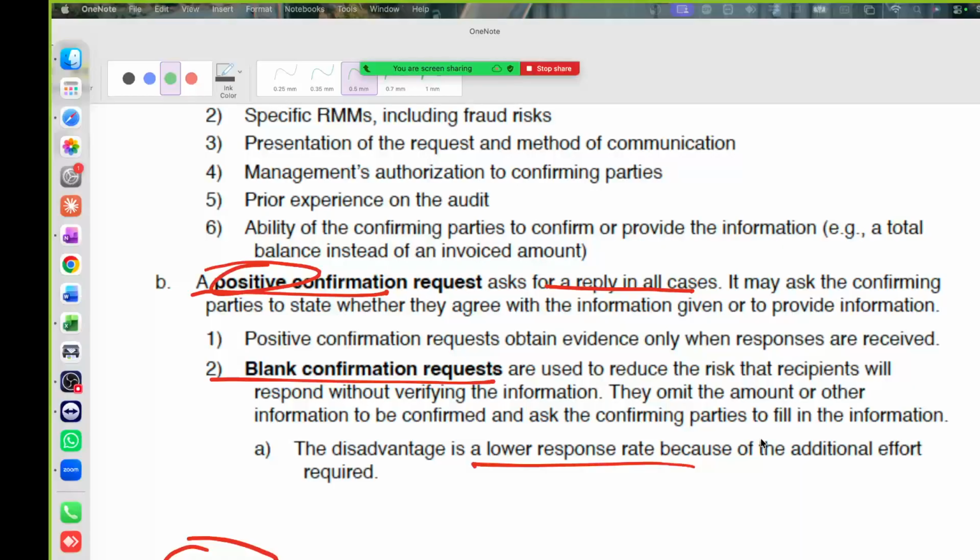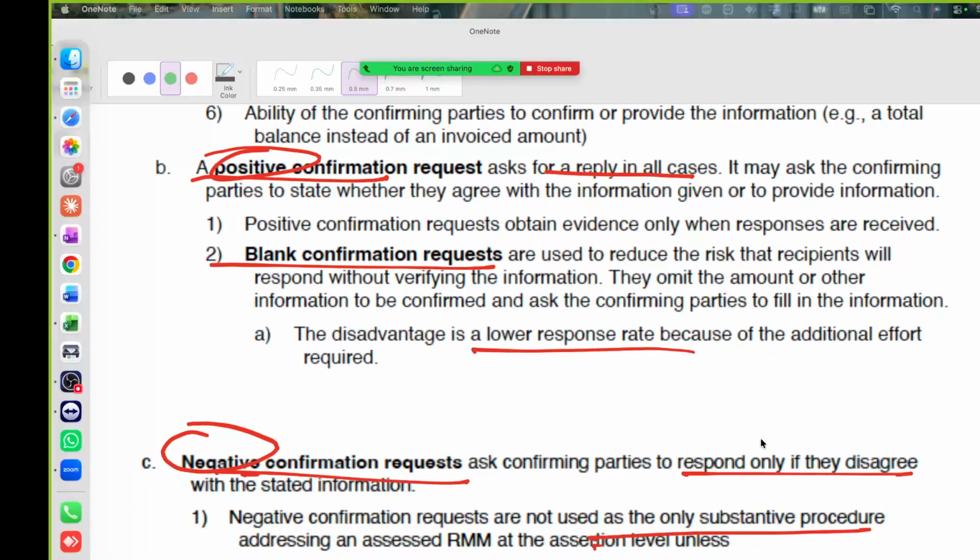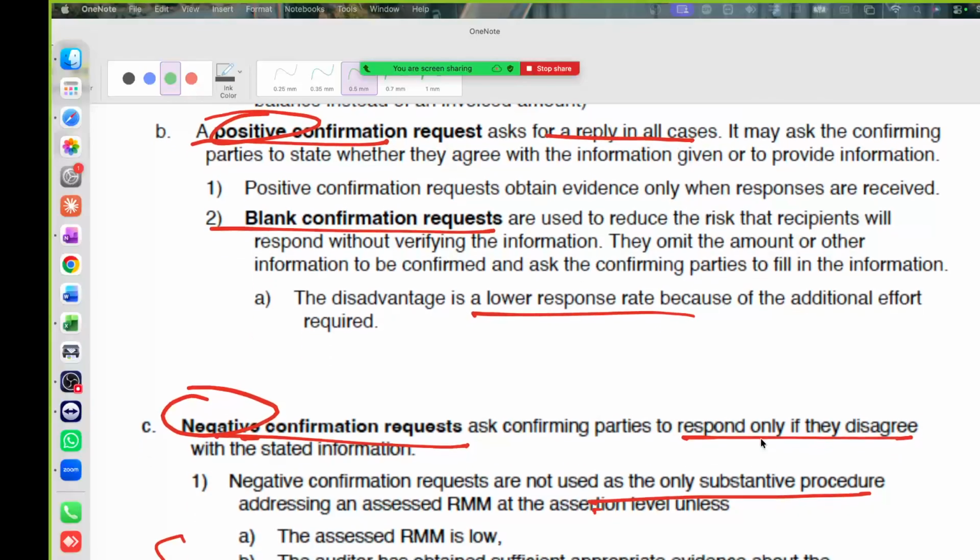In positive confirmation, you are asking the third party to reply in all cases, whereas in negative confirmation, they will reply only when there is a difference. So, depending on the circumstances, you have to decide as an auditor whether you would like to get positive or negative confirmation. Both are okay in certain circumstances.